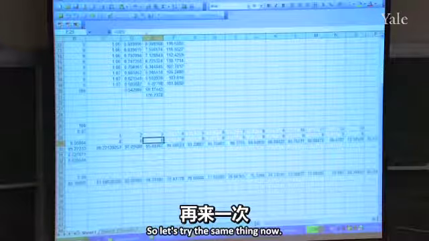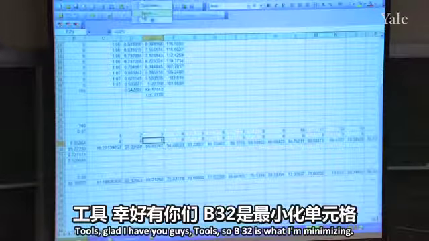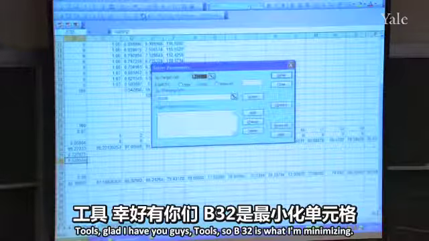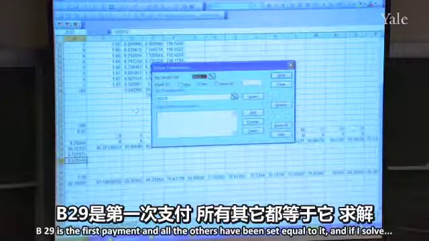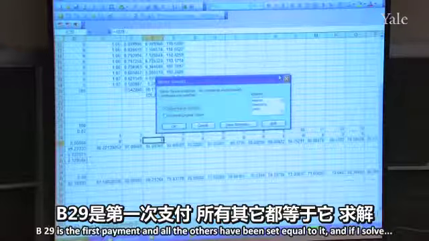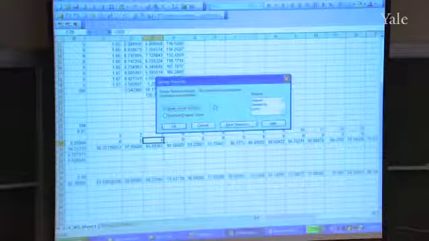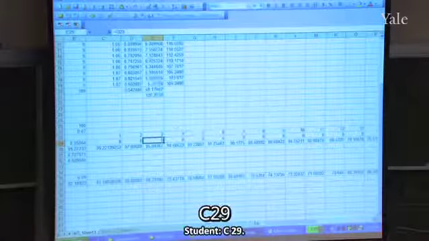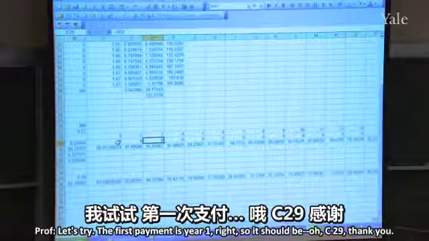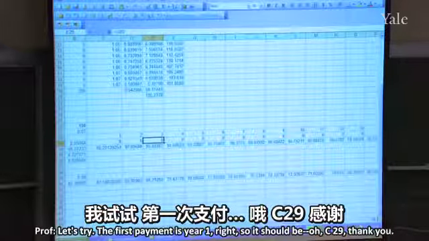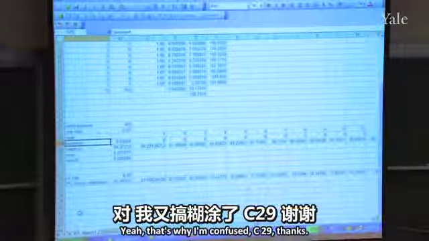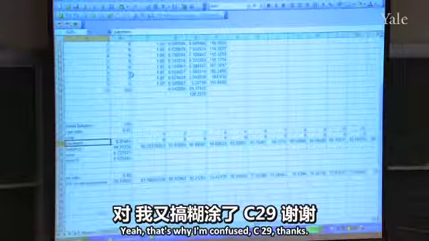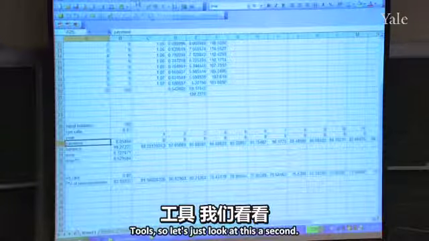So let's try the same thing now. Tools, so B32 is what I'm minimizing. B29 is the first payment, and all the others have been set equal to it. And if I solve, all right, let's try. The first payment is at year 1, right? So it should be C29, thank you. Yeah, that's why I'm confused. Okay, C29, thanks.